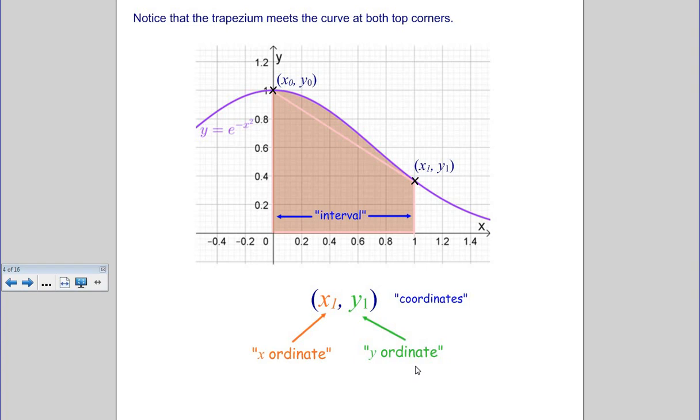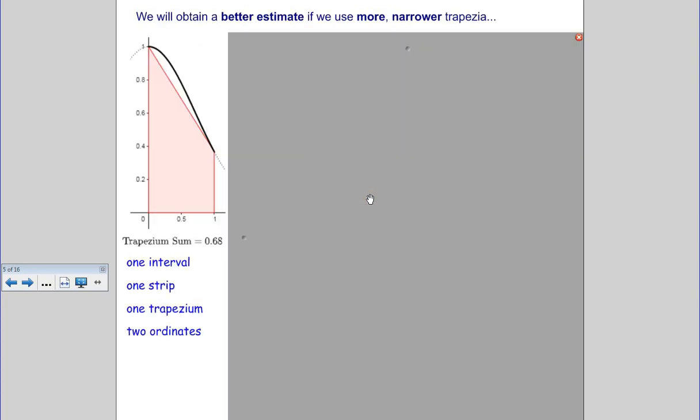With a bit more detail here, we can see that a trapezium doesn't just touch the curve in one corner but in two corners. So we're going to be using the y coordinates quite a lot, and they're often referred to as ordinates. So as a pair we have coordinates, as individuals we have x ordinates and y ordinates. Each strip or trapezia is called an interval. We can get better estimates if we use more, narrower trapezia, just like with the rectangles.